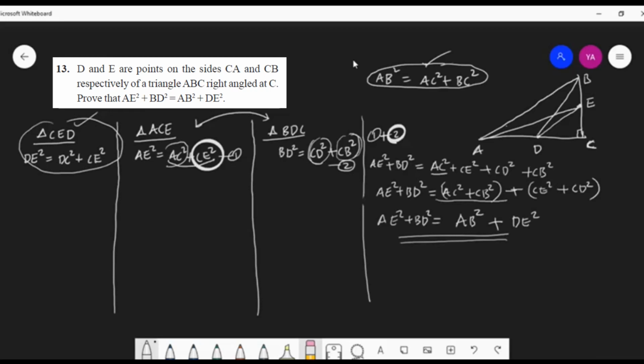So here we have applied Pythagoras theorem in 4 right triangles: the large ABC, the smallest one EDC, and AEC and BDC. And triangle ACE and triangle BCD, we added these 2 relations and we reached the result. So after applying the Pythagoras theorem, you want to think from these values how we can reach the result.